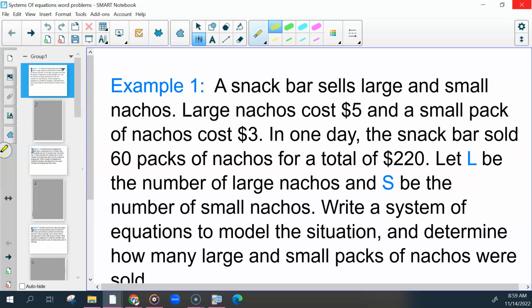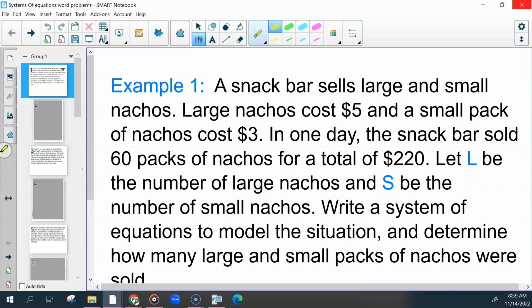A snack bar sells large and small nachos. Large nachos cost $5 and a small pack of nachos costs $3. In one day, the snack bar sold 60 packs of nachos for a total of $220. Let L be the number of large nachos and S be the number of small nachos. Write a system of equations to model the situation and determine how many large and small packs of nachos were sold.